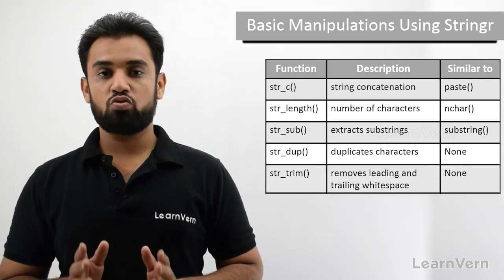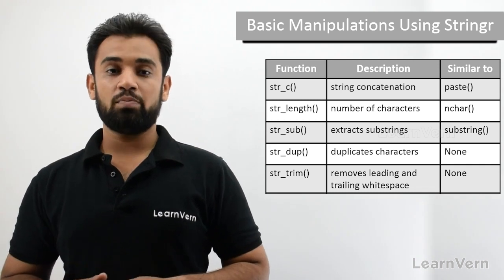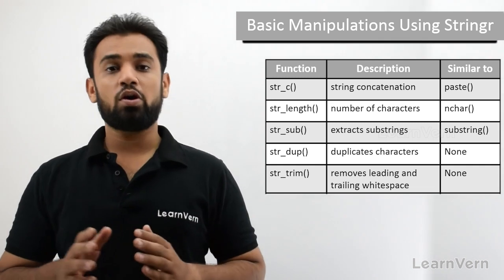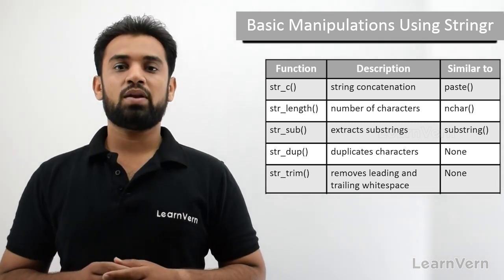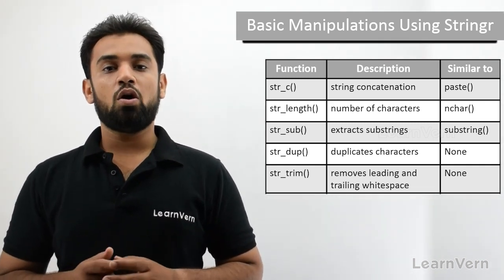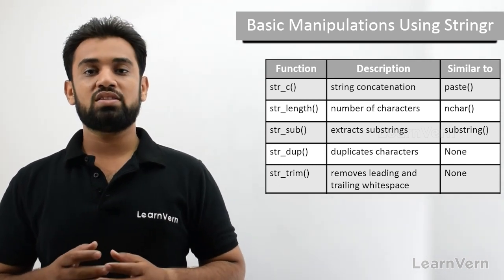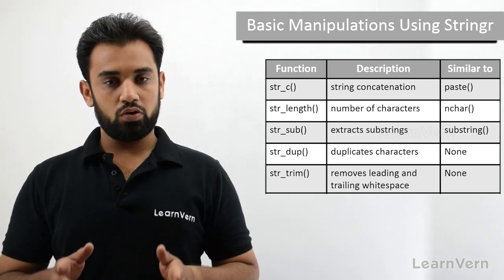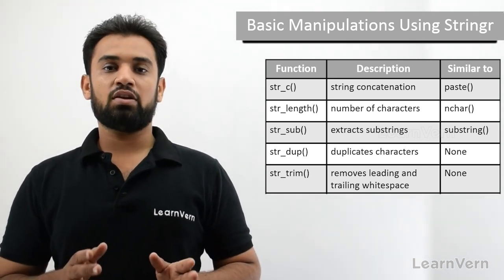Then we have a function str_trim. It is used to remove the white spaces in the starting or in the ending of a string character. Sometimes when you get data from the internet or from some website, then you can see there are some white spaces in the starting or the ending of the character. If you want to remove them, this is the function that you look for.